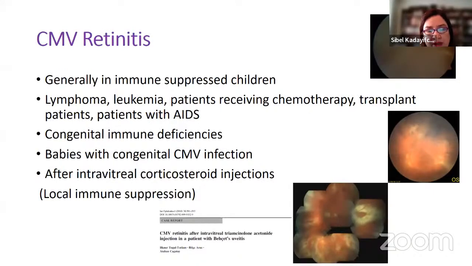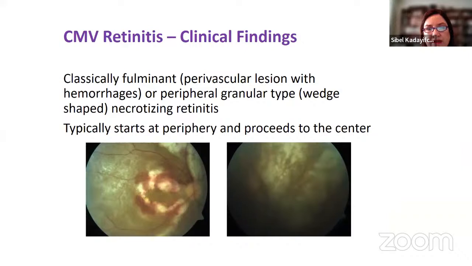We see herpetic cases more at our institute. CMV retinitis is generally seen in immunosuppressed children: lymphoma, leukemia, patients receiving chemotherapy, transplant patients, and patients with AIDS. Congenital immune deficiencies, babies with congenital CMV infections, and after intravitreal corticosteroid injections due to local immune suppression, we may see cytomegalovirus retinitis. Classically, fulminant or peripheral granular type necrotizing retinitis are seen.